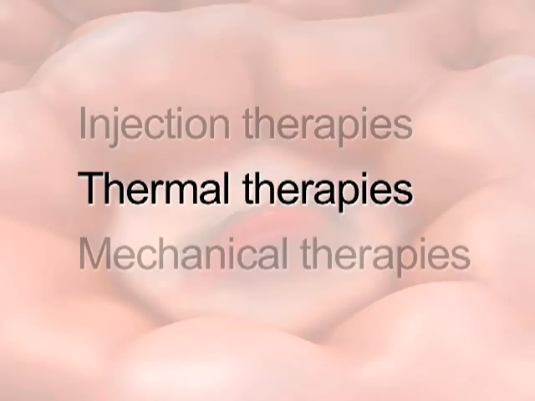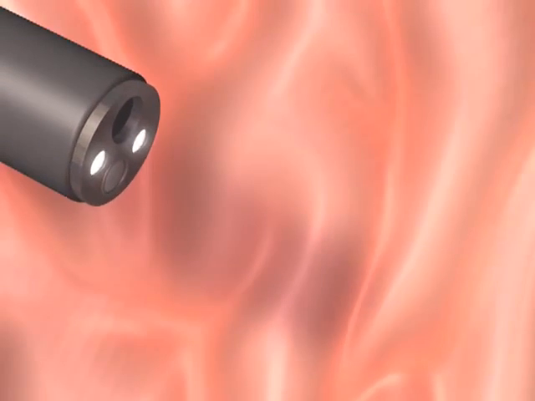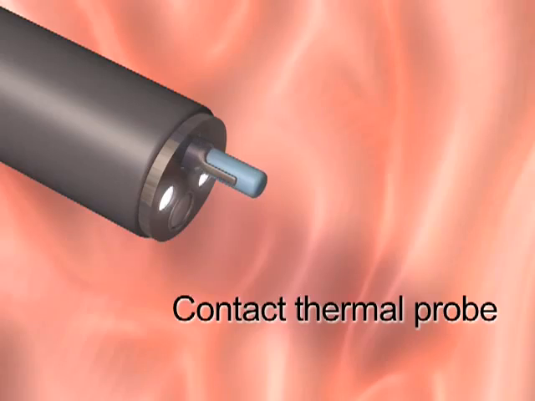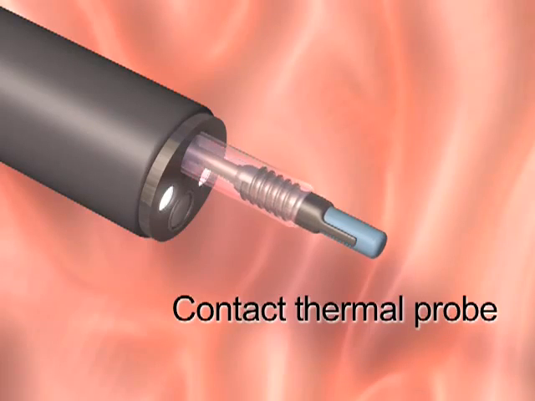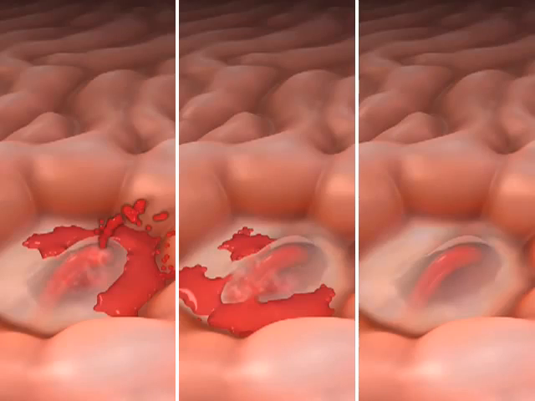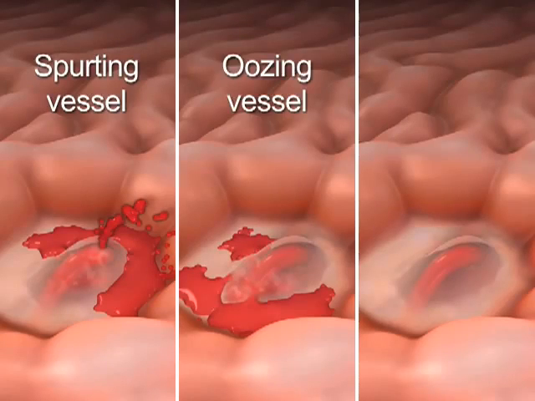Thermal therapies use either contact methods, such as multipolar electrocoagulation or a heater probe, or non-contact methods, such as argon plasma coagulation. This animation demonstrates the use of a contact thermal probe. A large 10 French probe is recommended that has been placed into the working channel of a large single-channel or double-channel therapeutic endoscope. The target site may appear as an active bleeding vessel that is spurting or oozing, or as a non-bleeding visible vessel.